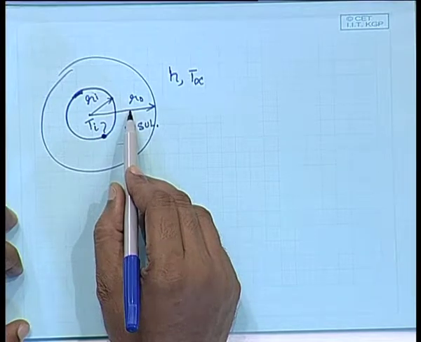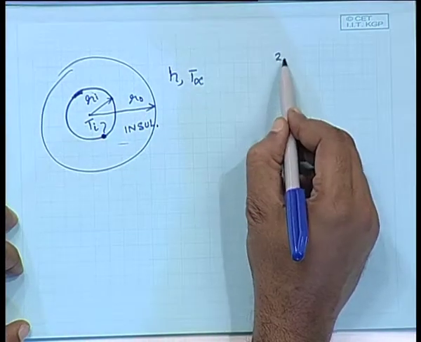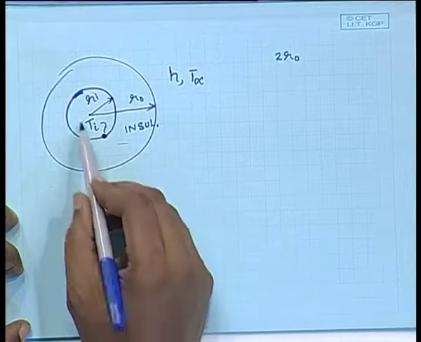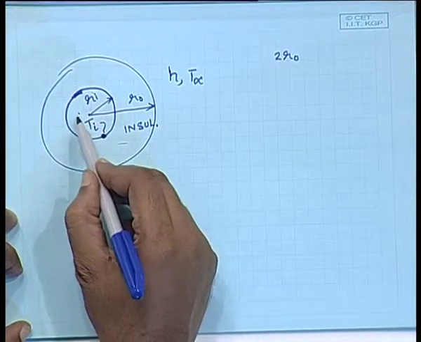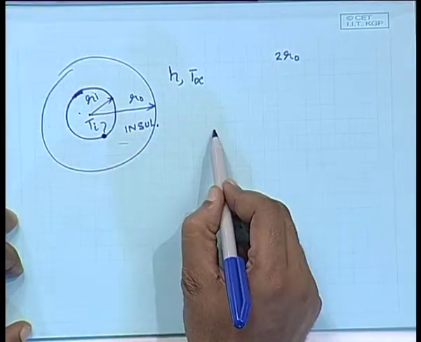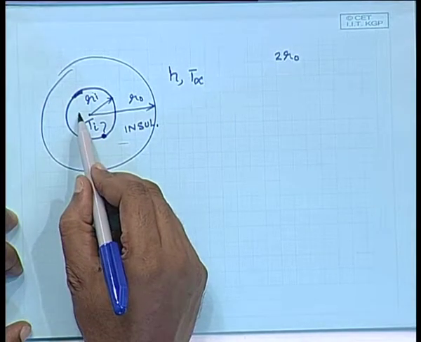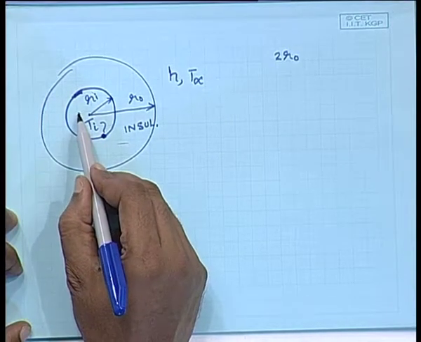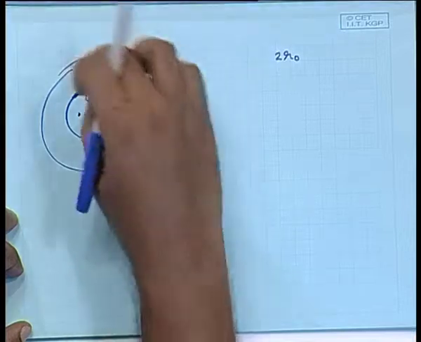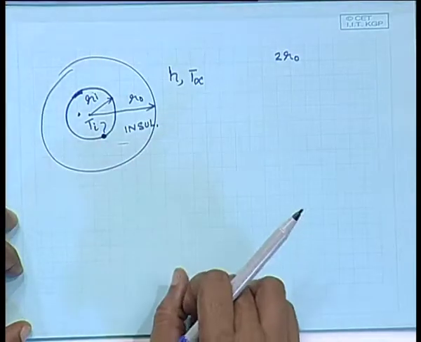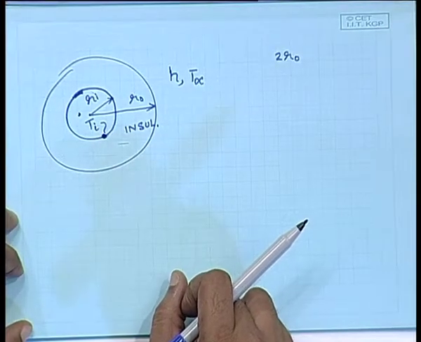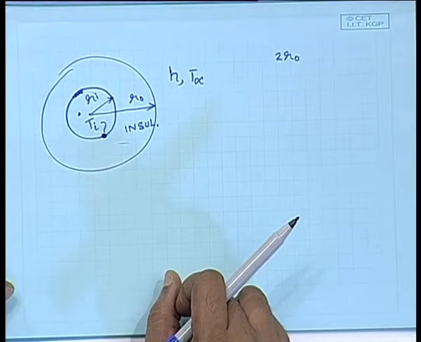My question to you is, what would happen if instead of R0 as my insulation radius, I make it 2R0? This one is hot, it is losing some amount of heat to the atmosphere. In order to reduce the amount of heat that this pipe is losing to the atmosphere, I have put the insulation around it. So, what would happen if I increase the thickness of the insulation?